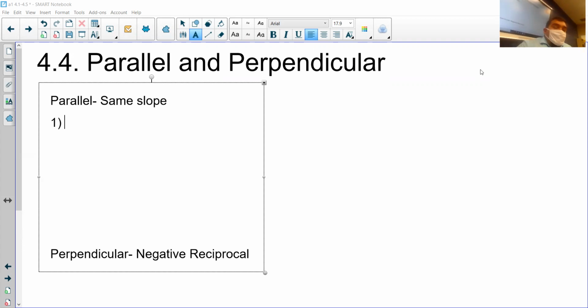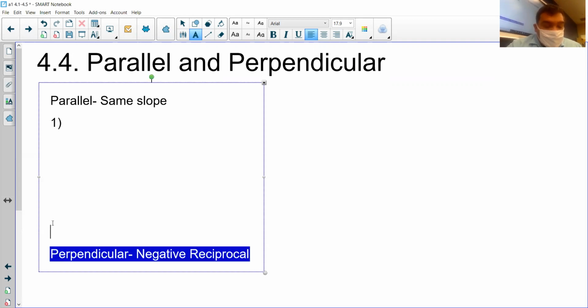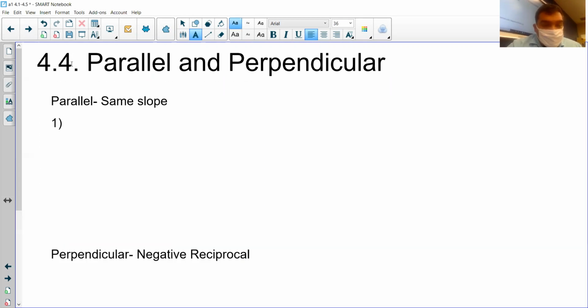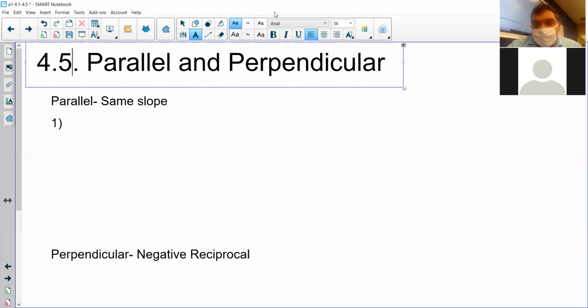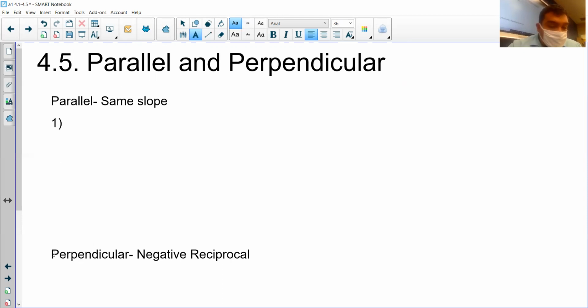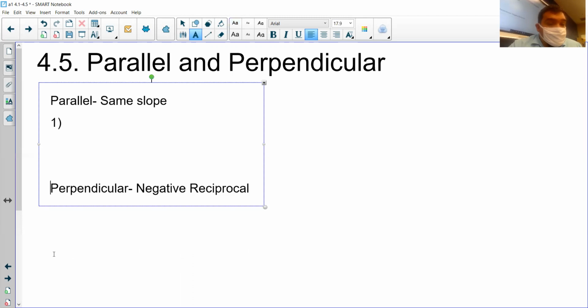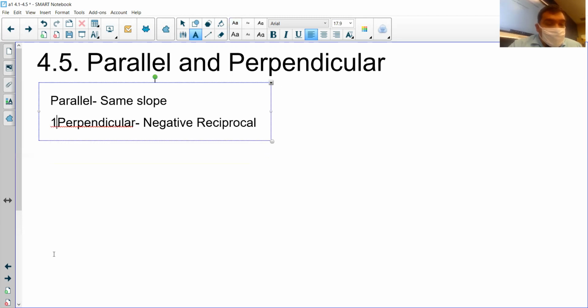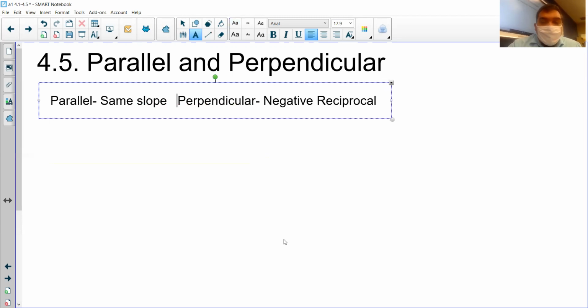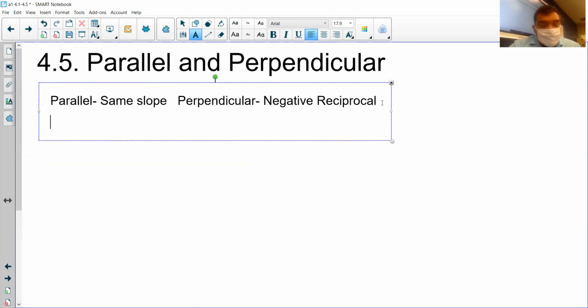All right, parallel and perpendicular. I'm giving you steps to make sure we know it. So we got parallel and perpendicular lines. We have talked about this already. I'm going to give you steps to how to solve it.